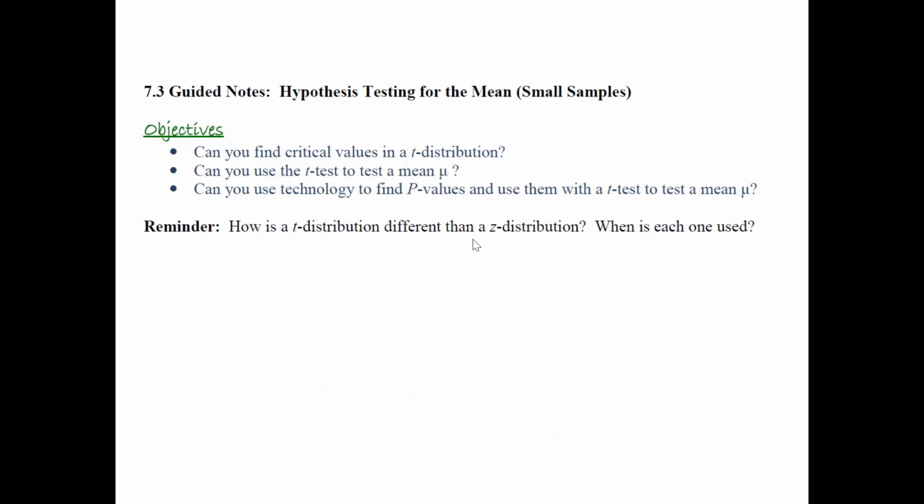All right, so with that said, let's go ahead and get started. Go ahead and read the objectives for today.